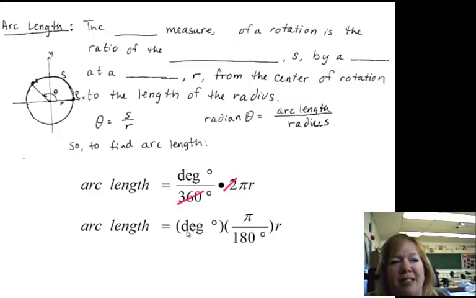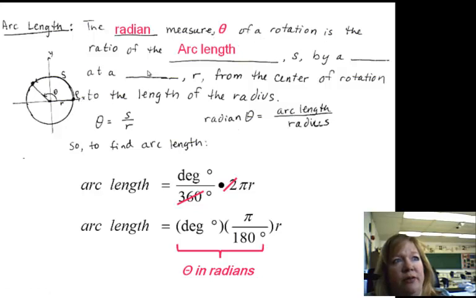Well, we just did this. Degrees times pi over 180, that's theta in radians. That's your angle in radians. So that's where this formula comes from. It's saying this arc length here, which is part of your circumference, is... let's see, the radian measure theta of a rotation is the ratio of the arc length s by a point at a distance r, that's your radius, from the center of rotation to the length of the radius.